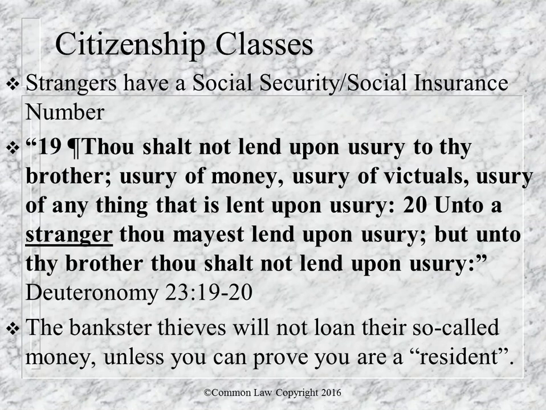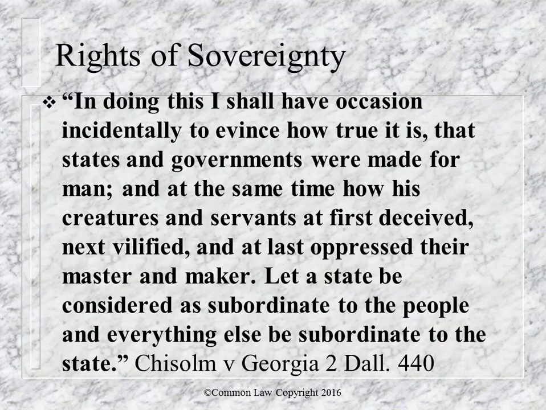Strangers have a social security number, a social insurance number. Thou shalt not lend upon usury to thy brother, usury of money, usury of victuals, usury of anything that is lent upon usury. To a stranger thou mayest lend upon usury. That's Deuteronomy 23:19 and 20. The bankster thieves will not loan their so-called money unless you can prove you're one of their strangers, which is giving them a number.